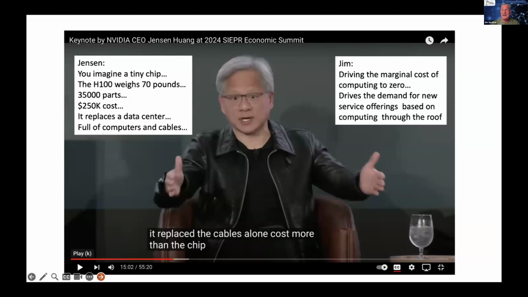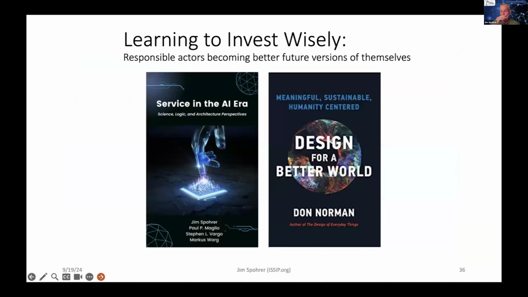And who knows, IBM may get the AI running on quantum computers. I would love to see the team science of room temperature superconductors take off, because I think that would be really a great way to revolutionize a lot of things around energy. But we have to learn to invest wisely to get these things. And as responsible actors, we have to get better at learning to invest and becoming better future version of ourselves.